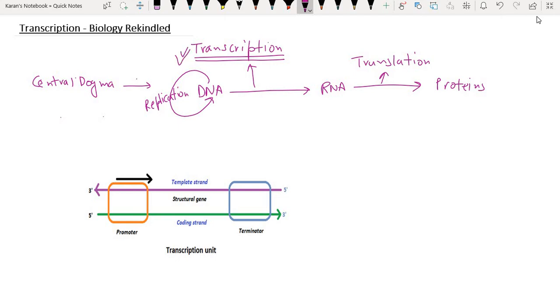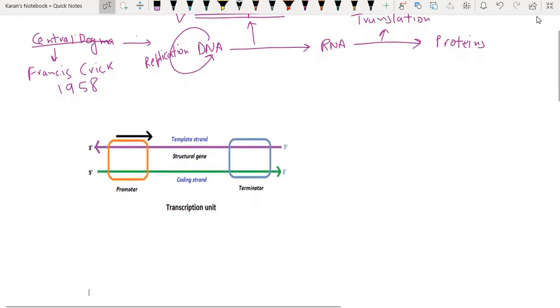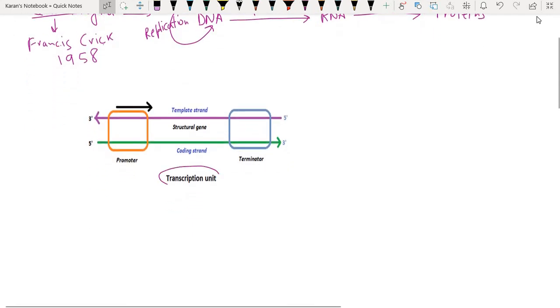But before that, let me tell you again that this central dogma was proposed by Francis Crick in the year 1958. Now before starting, let me show you the transcription unit. You can see the transcription unit here.